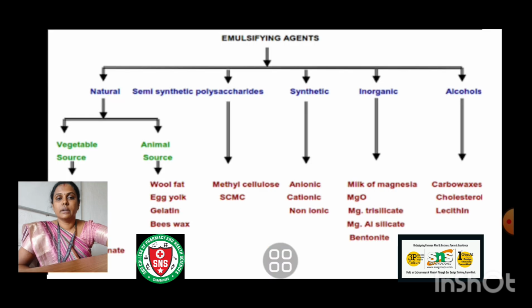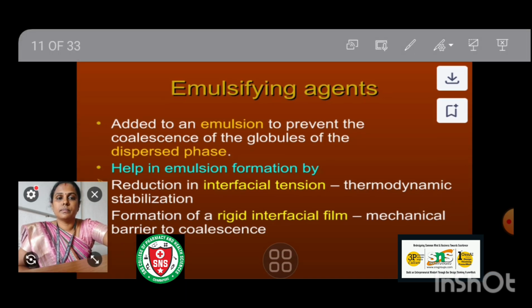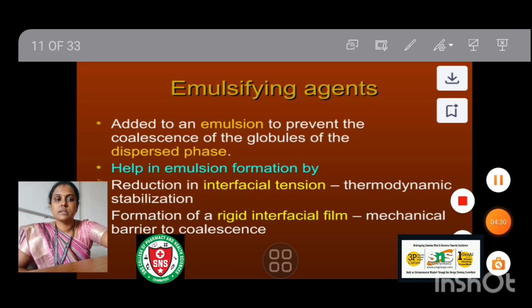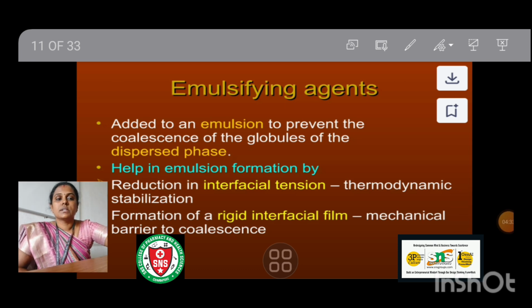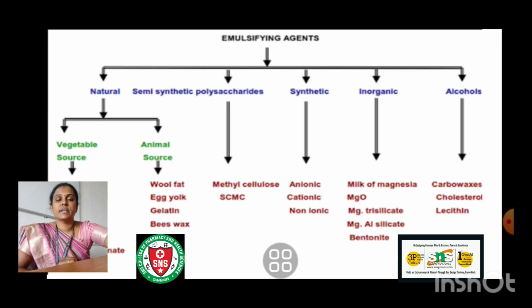Then it also helps to form a rigid interfacial film, which is a mechanical barrier to coalescence. So these are the two important functions of an emulsifying agent: reducing interfacial tension and formation of a rigid interfacial film.